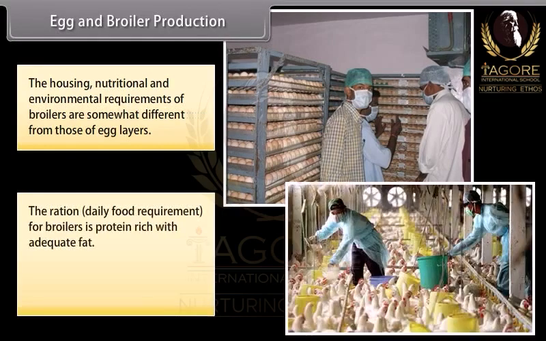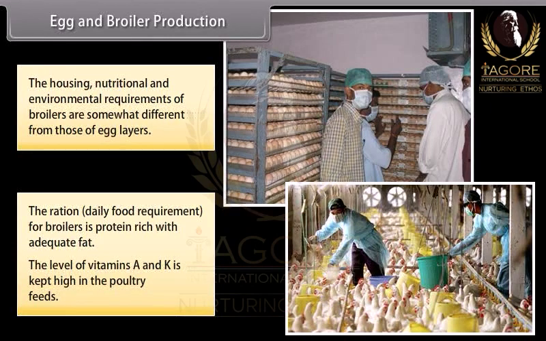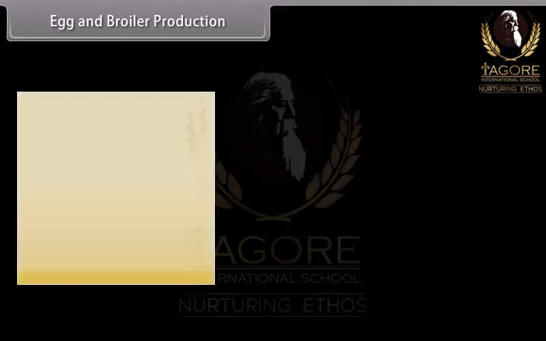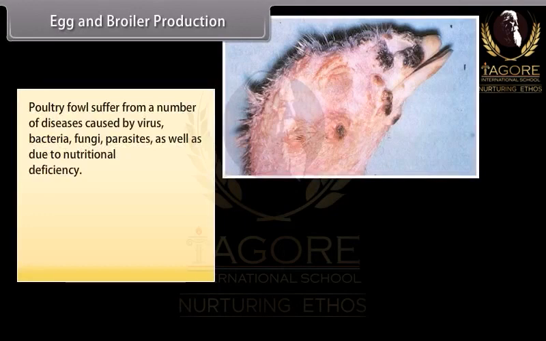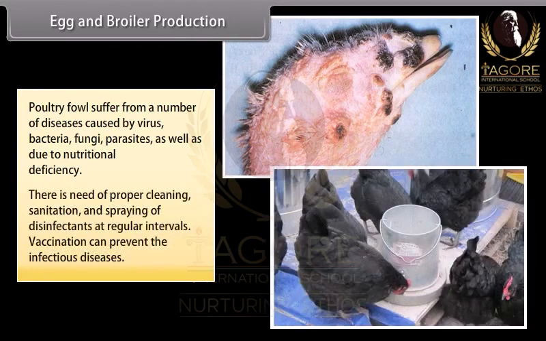The daily food requirement for broilers is protein-rich with adequate fat. The level of vitamins A and K is kept high in the poultry feeds. Poultry fowl suffer from a number of diseases caused by viruses, bacteria, fungi, parasites, as well as due to nutritional deficiency. There is need of proper cleaning, sanitation, and spraying of disinfectants at regular intervals. Vaccination can prevent the infectious diseases.